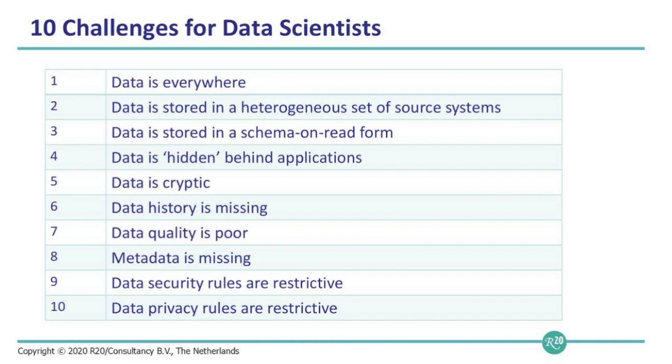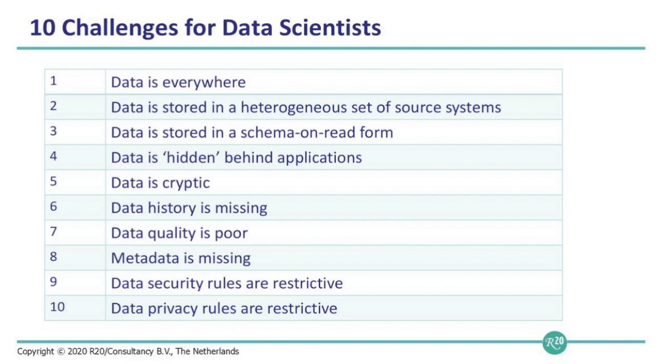Challenge number six, right? The data history is completely missing. Not all transactional source systems keep track of history, right? In such systems, when data changes, the old version is just overwritten with the new version. Older versions of the data may be useful for data scientists, however, especially if they want to analyze the data historically. Building a solution to start keeping track of the history is quite an engineering task. You don't want data scientists to work on that type of engineering.